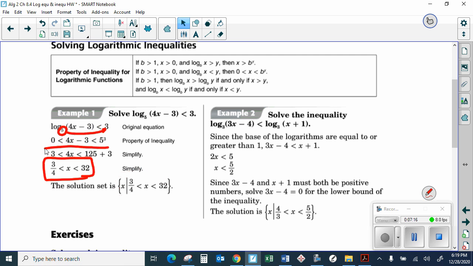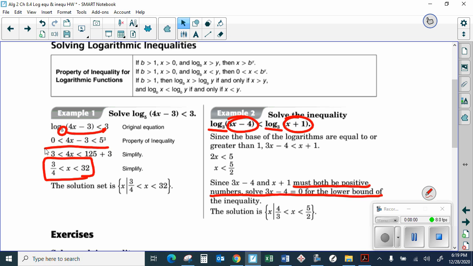Okay. Solve the inequality. So again, we see the bases are the same, logs the same. So now we just go ahead and solve that inequality. And so you're going to subtract the x across, add the 4 across, 2x is less than 5, x is less than 5 halves. Now, don't forget, they both must be positive.